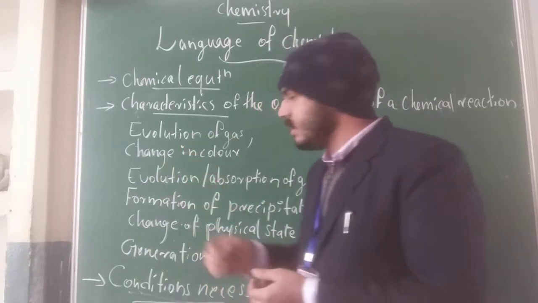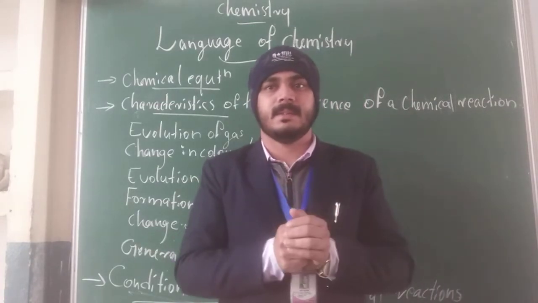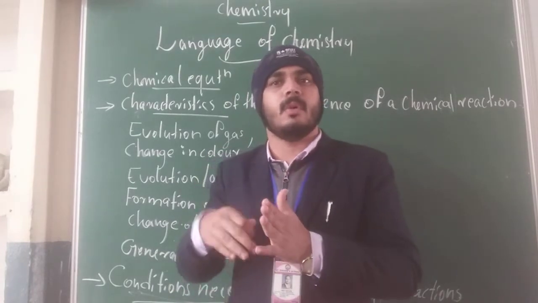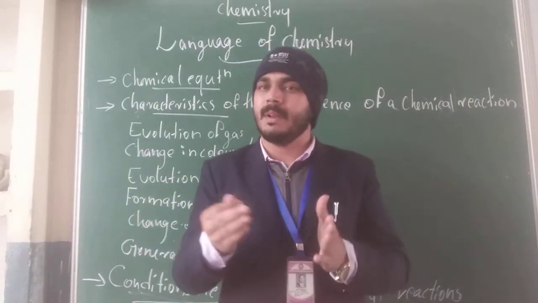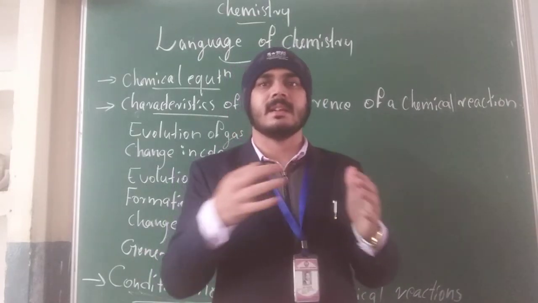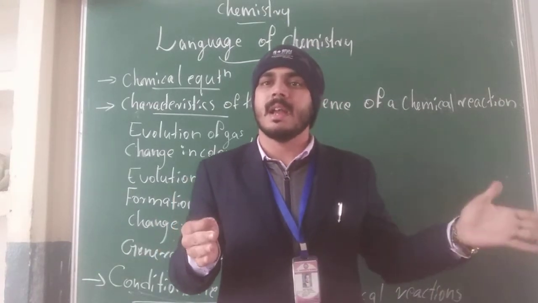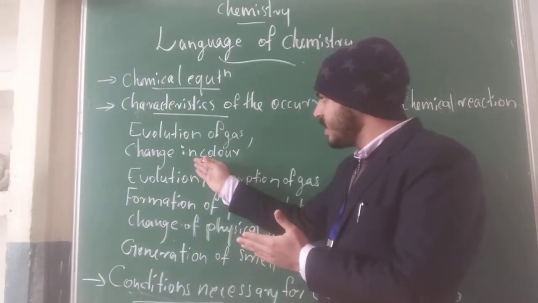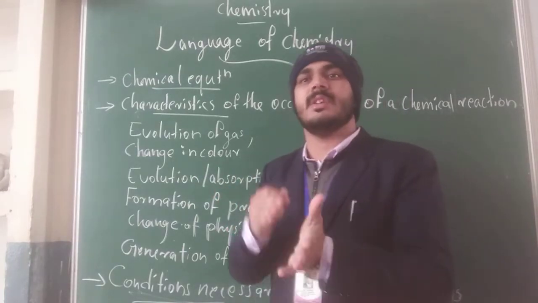The second characteristic is change of color. Here also, some colored or colorless substances react together to form a product of a different color. The reactants, colored or colorless, react together to form a product whose color is entirely different from the reactant color. That type of chemical reaction is a change of color. Here one of the substances changes into a different color.